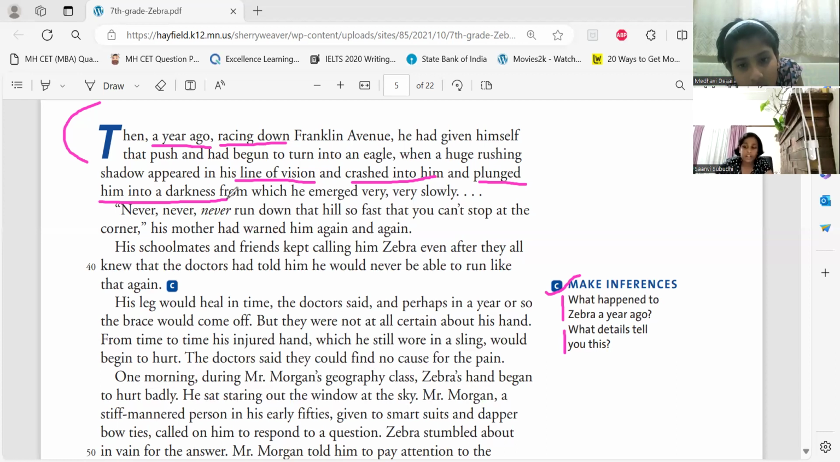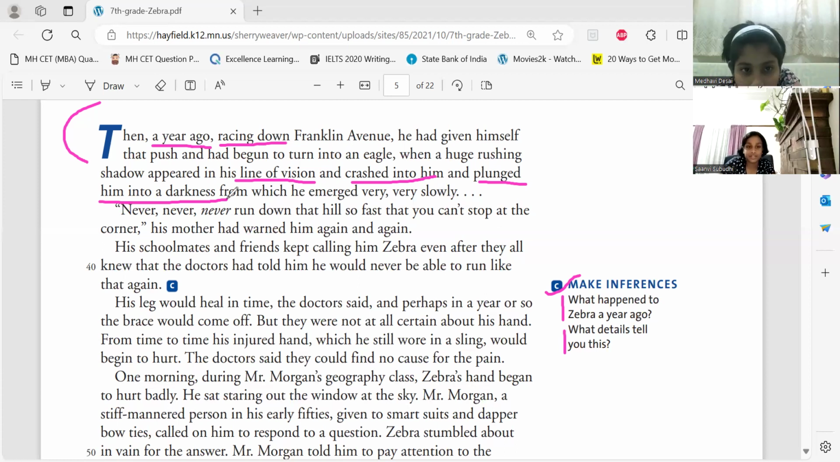That's the reason the parents are always behind you and your siblings. Run slowly, Medhavi. Look ahead. Look around. Don't you think your parents keep screaming like this in the park, in the garden, while crossing the road and all? Because children are like that. So never, never run down that hill so fast that you can't stop at the corner. There was some corner. That thing is the most fun thing. Yes. His mother had warned him again and again.